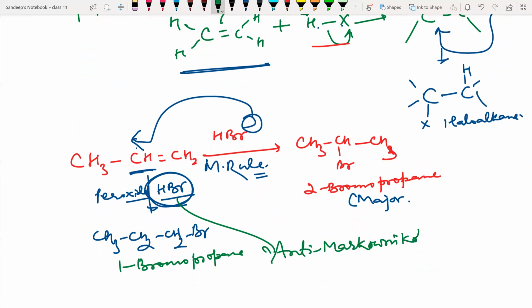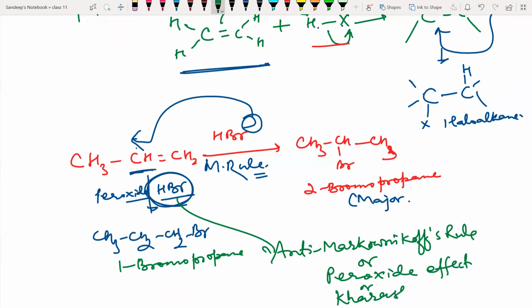Anti-Markovnikov's rule, or peroxide effect, or Kharasch effect. Note down. So only in case of HBr, anti-Markovnikov's rule happens in presence of peroxide. In case of HCl, HI, there is no peroxide effect because the HCl bond strength is very high, and in HI, the iodine free radical combines with itself to form iodine.